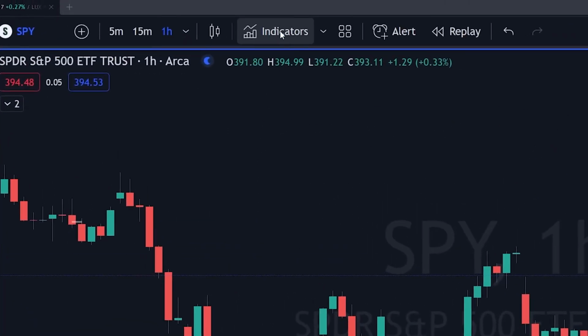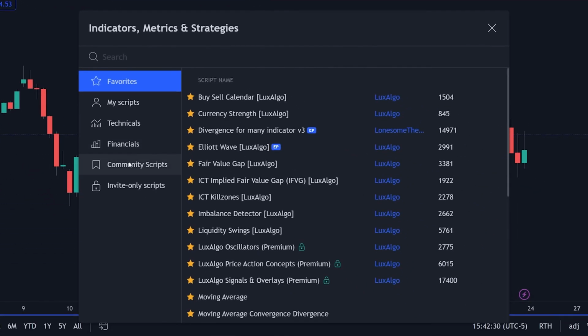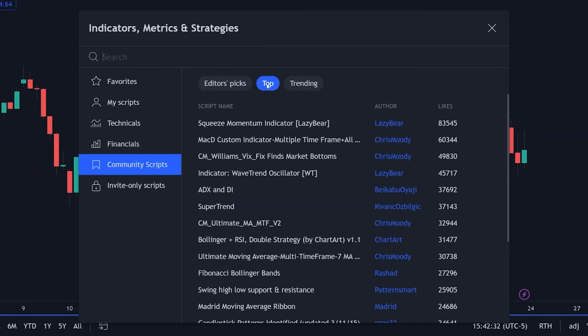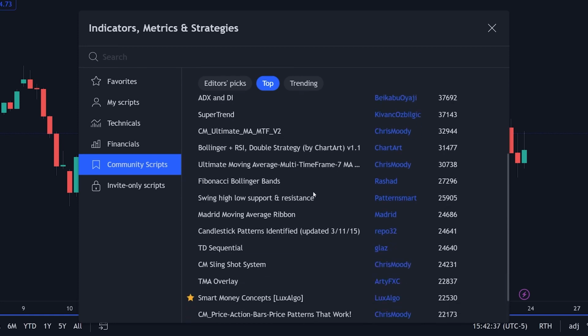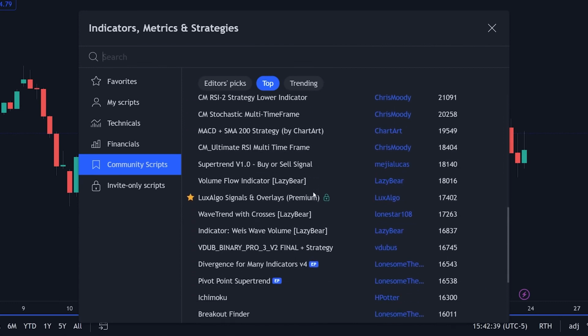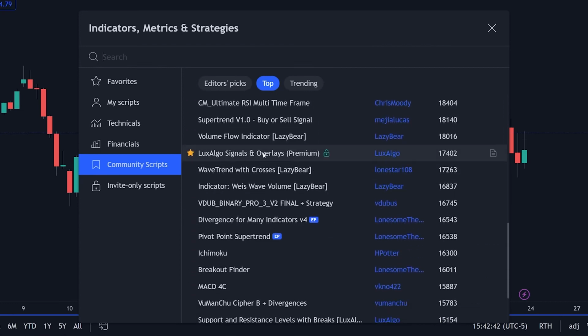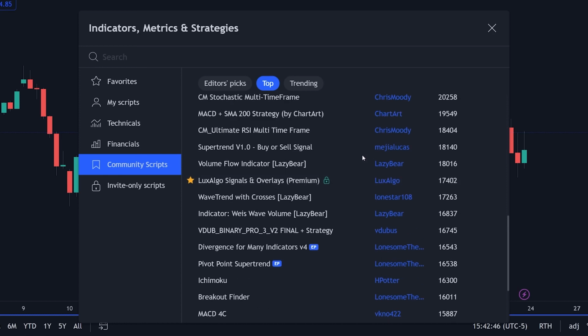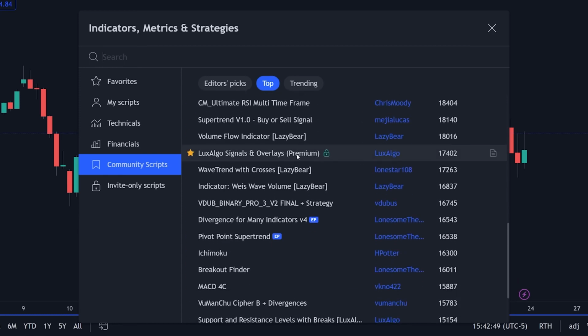And this very innovation of pushing out updates consistently based on user feedback has made it the number one most used paid indicator by far in history. And you can see for yourself if you go to the top custom indicators of all time in the TradingView community scripts, you can see the legendary relics of the past 10 years like Chris Moody and Lazy Bear's indicators, which are all free. And then just scrolling down a tiny bit, you have the LuxAlgo signals and overlays that has a lock on it that is now ranking here amongst the most popular custom indicators of all time.